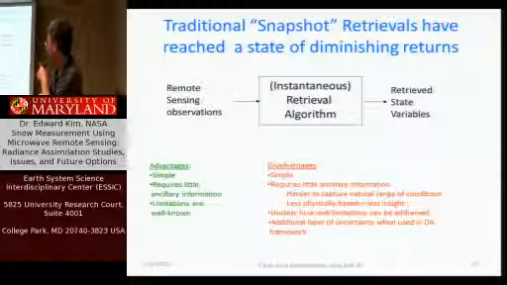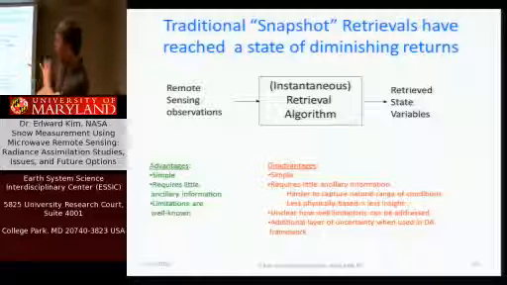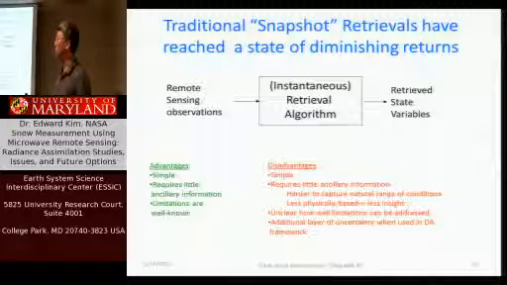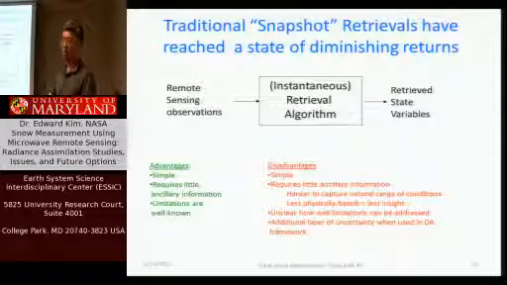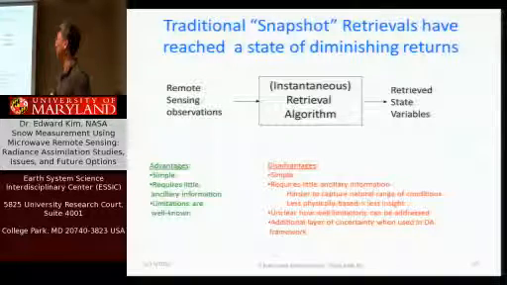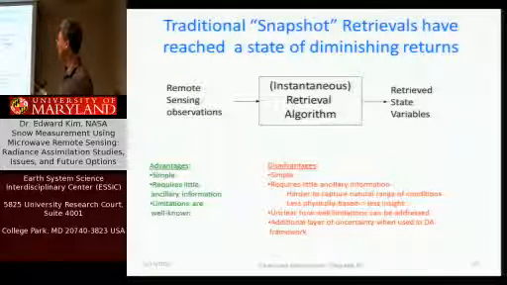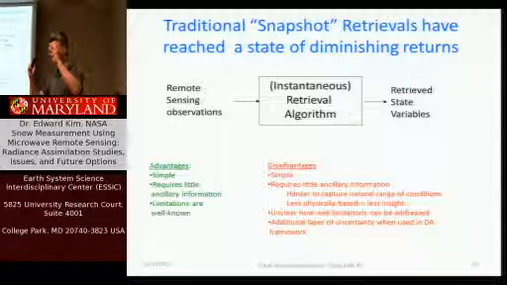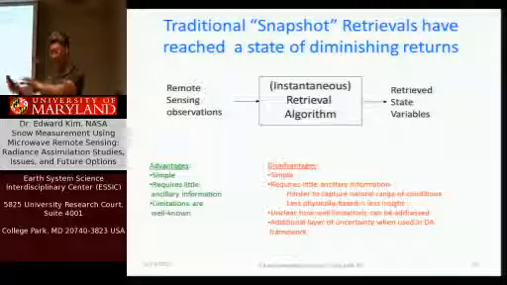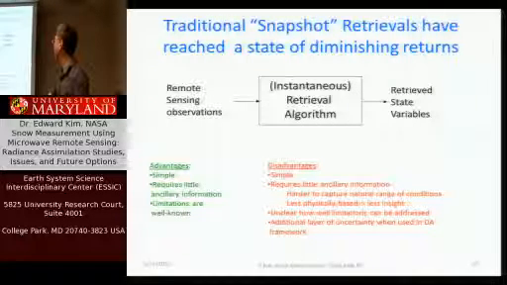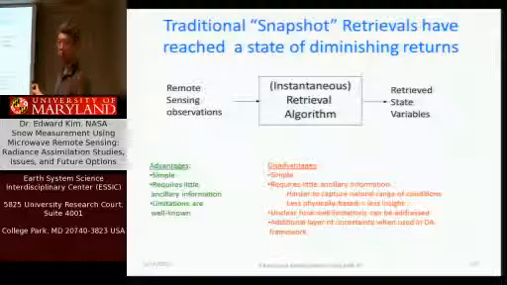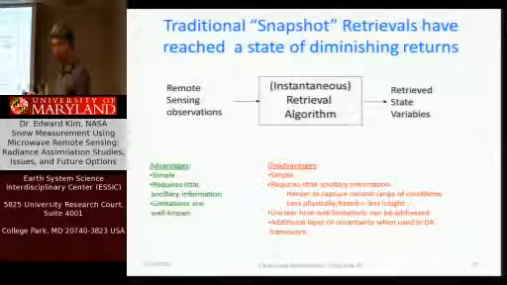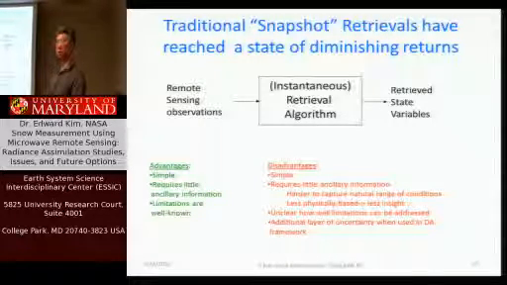So this is not radiance assimilation quite yet, but this is kind of my simplistic cartoon of how snow retrievals were done before. This is the traditional way of doing things. You take your remote sensing observations, they go into some kind of what I call a snapshot retrieval, because all it uses is the observations from that one point in time, no other information. And then out come your SWE or depth estimates. And the advantages are, well, it's really simple. You don't need a lot of ancillary information.